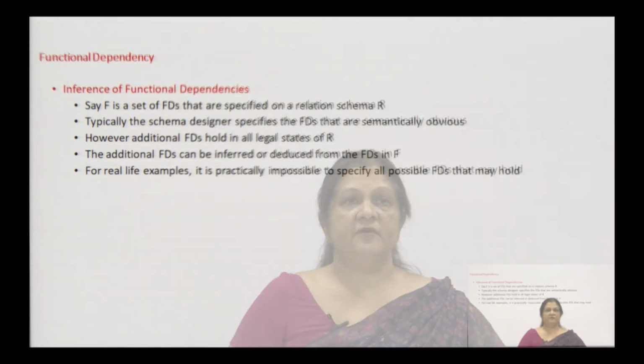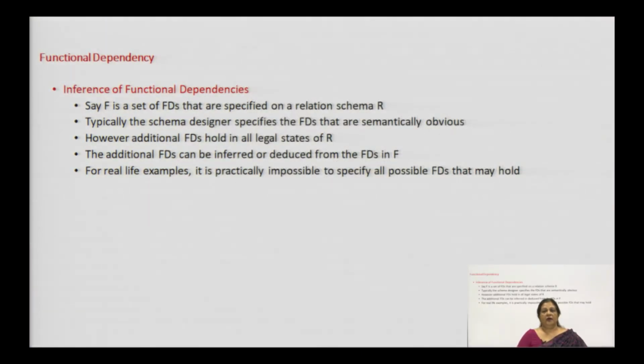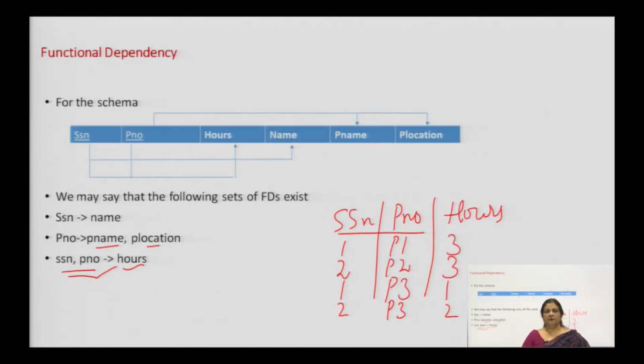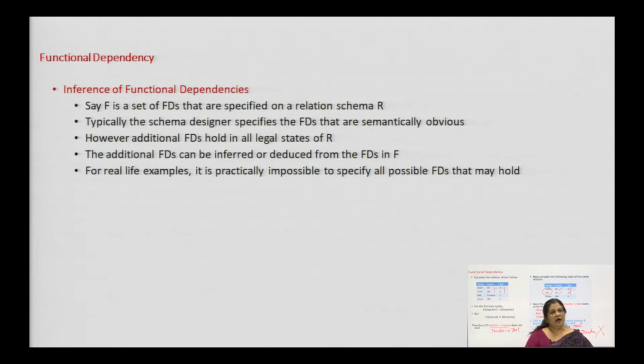Now, inference of functional dependencies. Look, when any database is designed, the database designer will give a set of functional dependencies which are clear from the semantics of the schema. That means, in this case we have seen, from here we can clearly say, given the schema and the keys, that these are the functional dependencies that may be existing. So, whenever we have a database designer designing a database, he will give some set of functional dependencies.